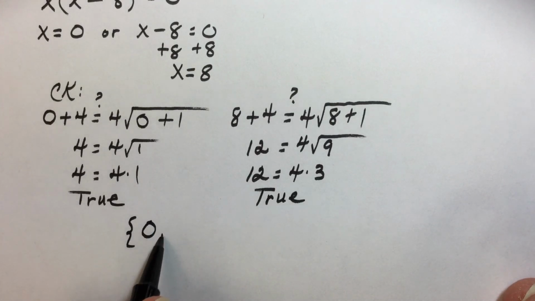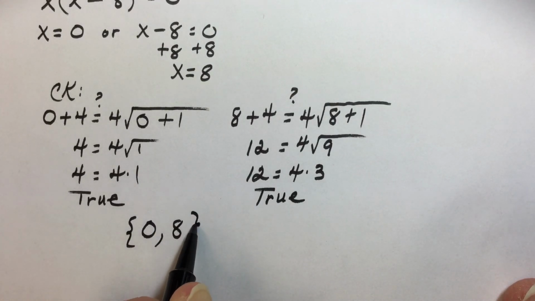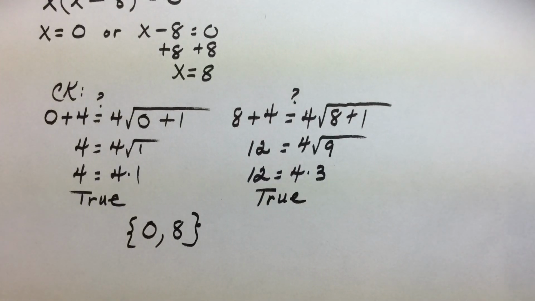We will have 0 and 8 in our solution set to this radical equation.